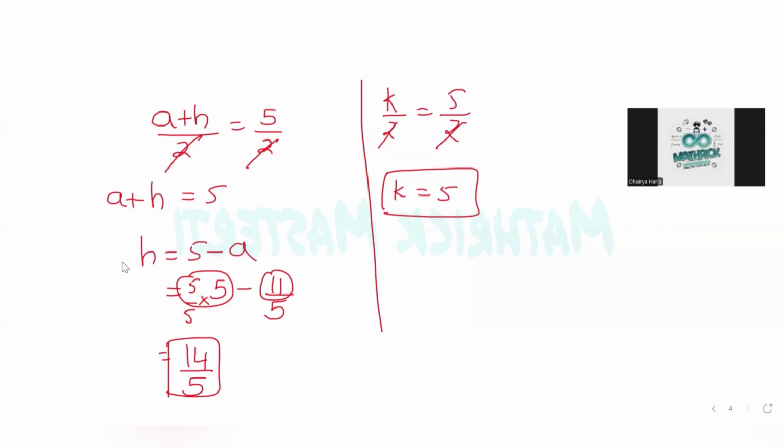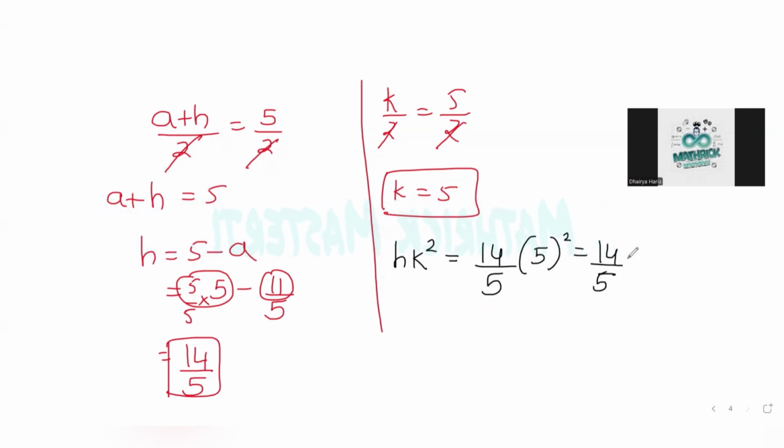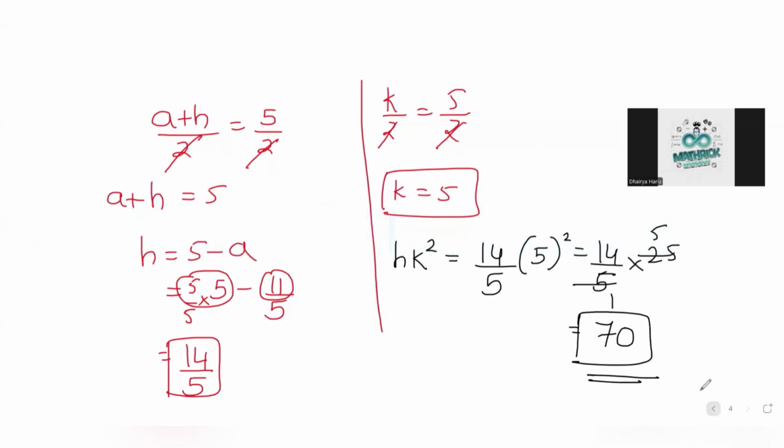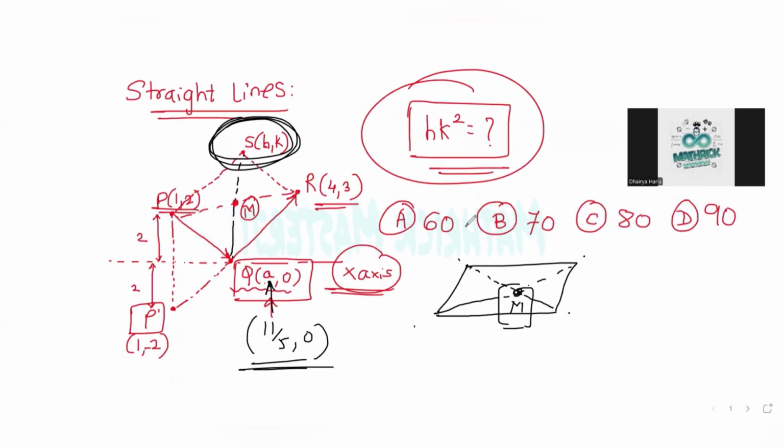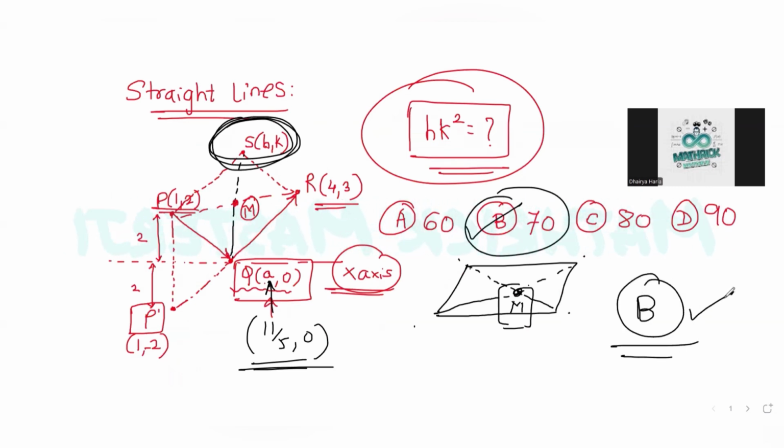Now to figure out the answer for the question, h k squared, I can just do 14 over 5 times 5 squared, which is 14 over 5 times 25. That gives me 14 times 5, which is 70. So I get the answer to this question, and that matches with answer choice B. So B becomes the correct answer to the question given to us here.